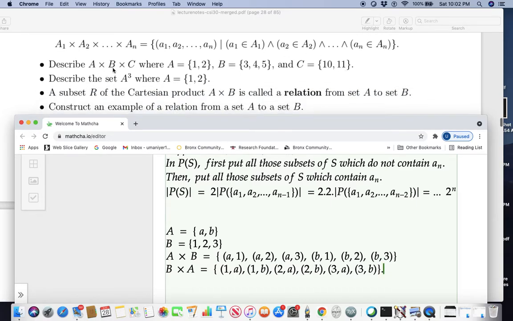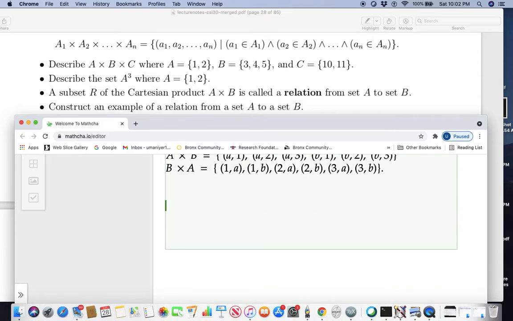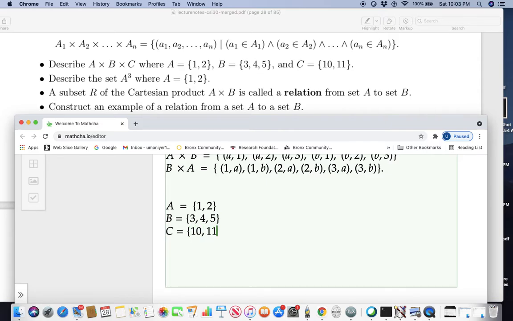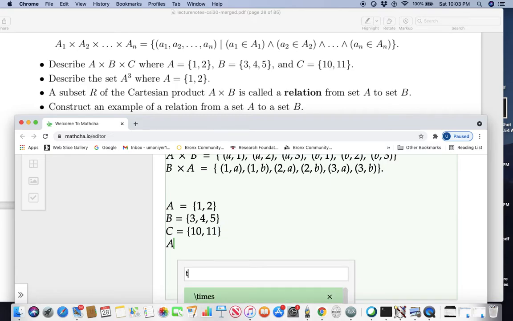For example, describe the set A cross B cross C where A is the set {1, 2}, B is the set {3, 4, 5}, and C is the set {10, 11}. Well, I could write it one element at a time, but let's try, right?